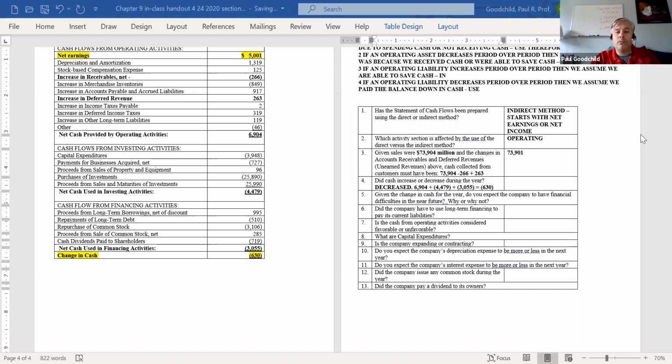Okay. All right, so that's good. Now, number 5 says, given the change in cash for the year, do you expect the company to have financial difficulties in the near future? Why or why not? So I'd like you to put in there yes if you expect them to have difficulties, no if you do not expect them to have difficulties. And if you have a reason, you can put the reason in there as well.